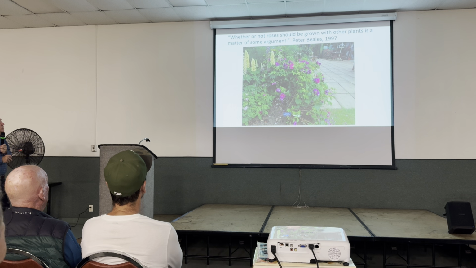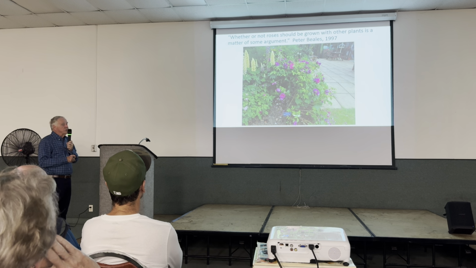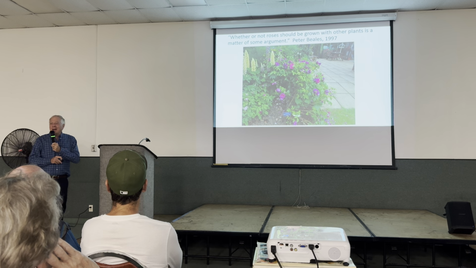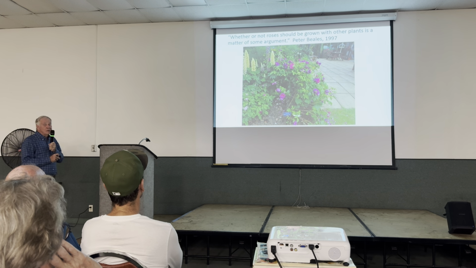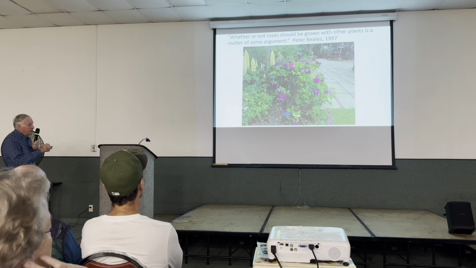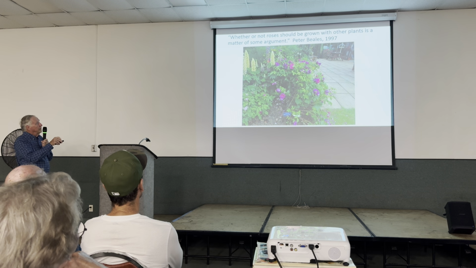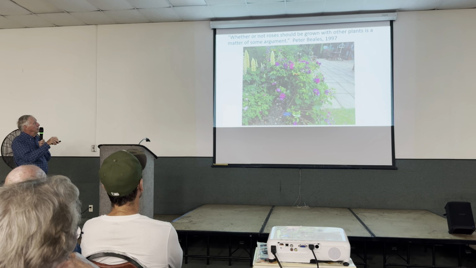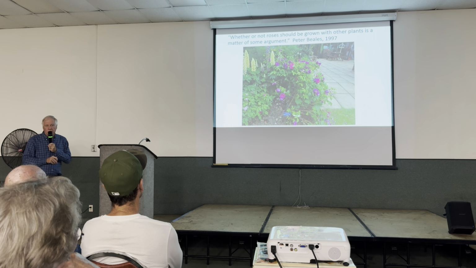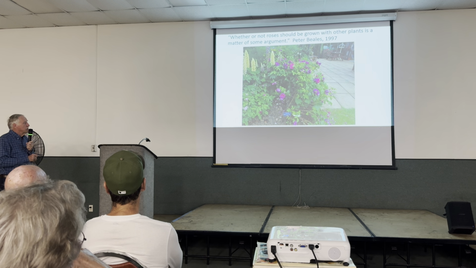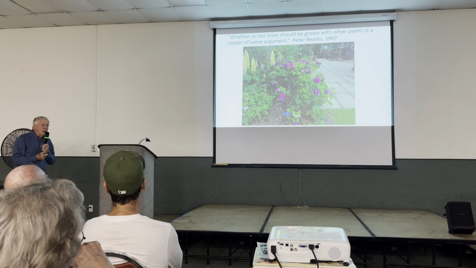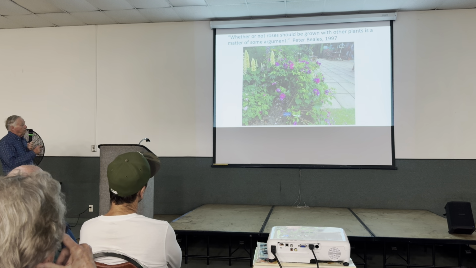So Peter Beals wrote that whether or not roses should be grown with other plants is a matter of some argument. I'm not sure why he was saying that, whether he was talking aesthetically, about whether roses look better that way, or whether he was talking physiologically and ecologically. I'm not sure. But it is an interesting question. In this case, notice that here are lupins, that's a legume, and here's the rose. Those two plants are certainly interacting with each other, unquestionably, with the legume fixing nitrogen and the rose having a lot of photosynthesis. So we need to think about what's going on, not only with our plants and the soil, but with their interactions with each other.